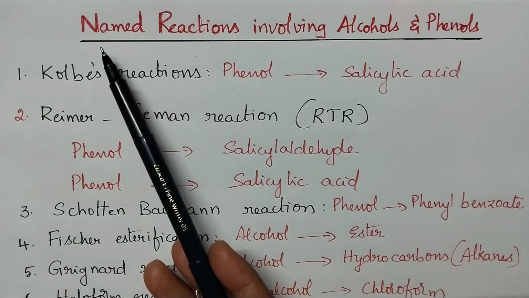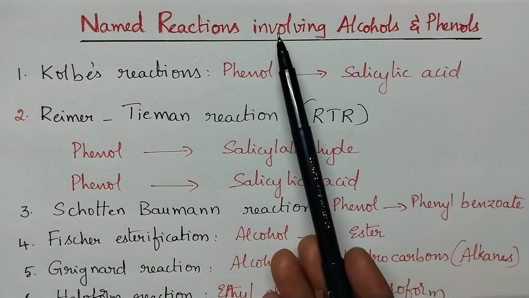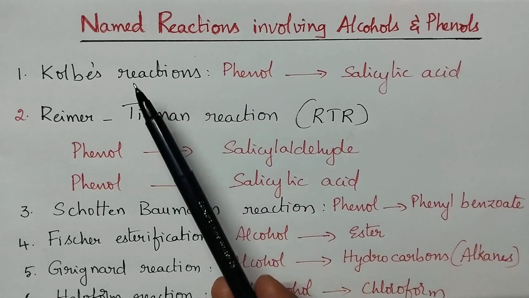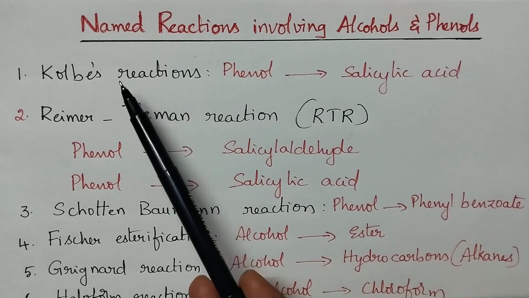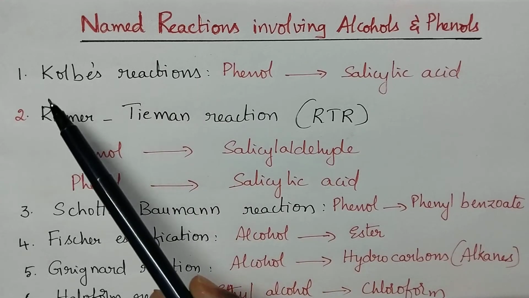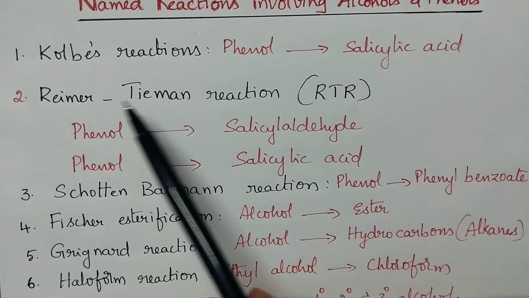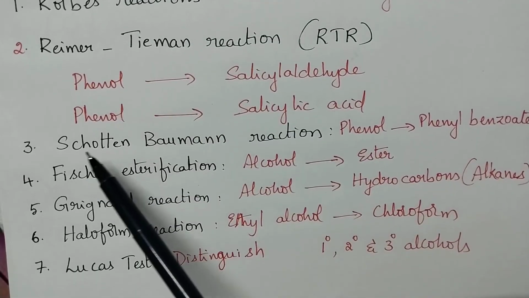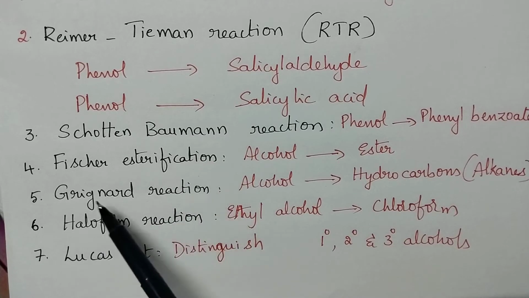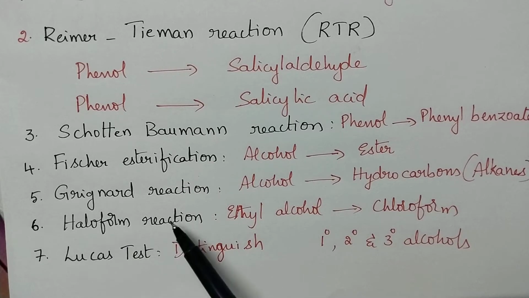In this video, I am going to discuss in detail the named reactions involving alcohols and phenols. Especially, I am going to discuss in detail the 7 types of reactions, which include Kolbe's reaction, Reimer-Tiemann reaction, Bouveault reaction, Fischer esterification, Grignard reaction, haloform reaction, and Lucas test.